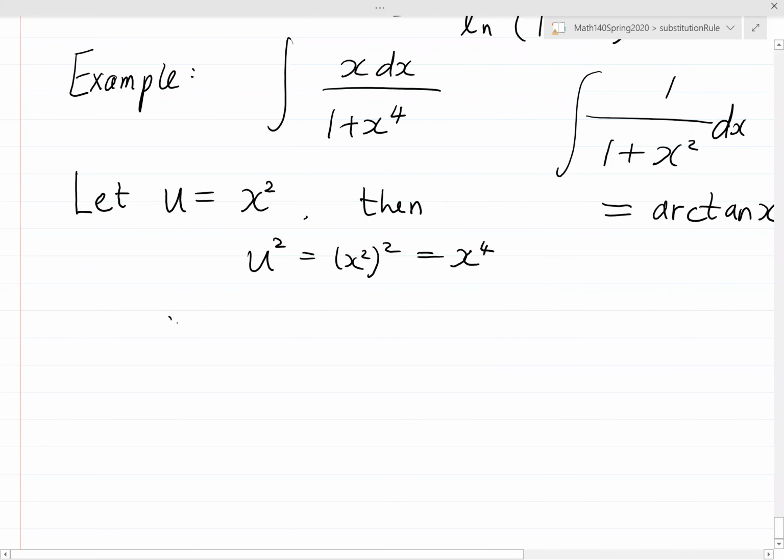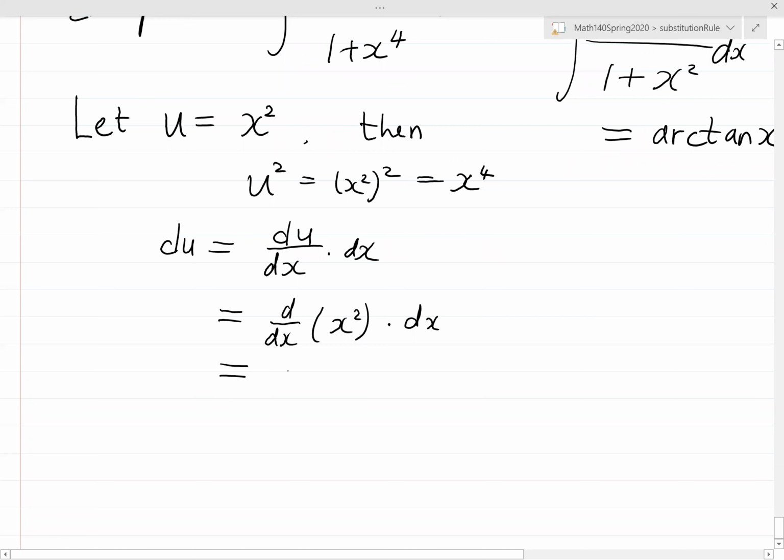Then you see du. What is du? du is du over dx times dx. du over dx is the derivative of x squared, which is 2x. So it's 2x times dx. Now 2x dx implies x dx, dividing both sides by 2, is 1/2 du.